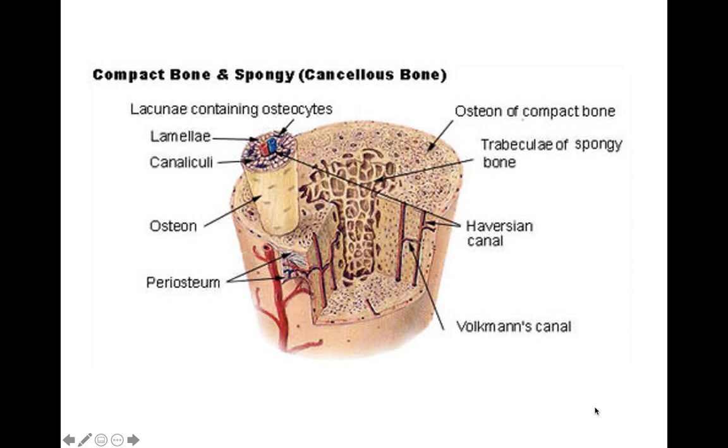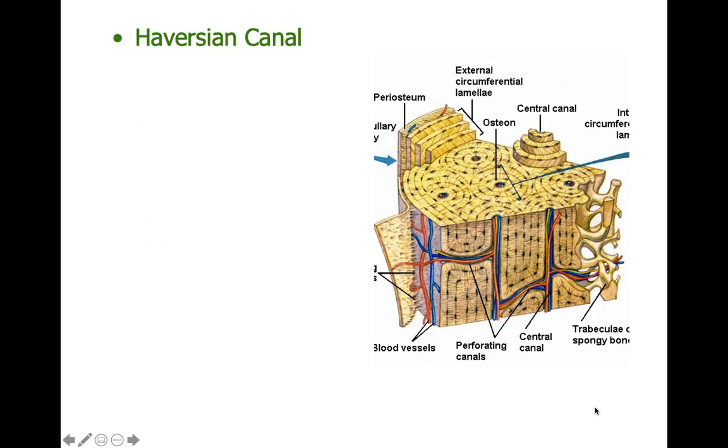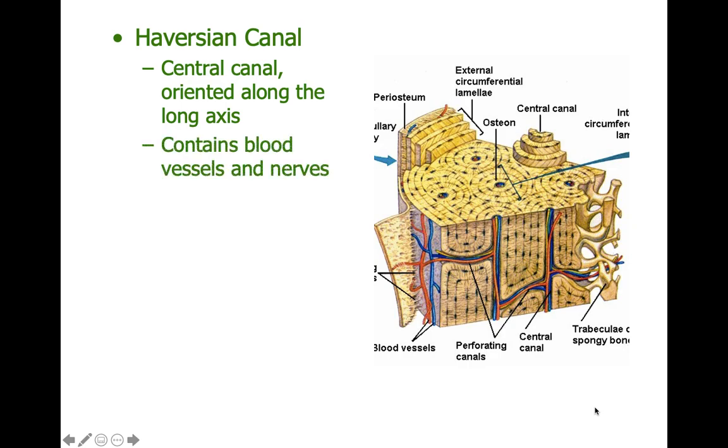You'll notice in the center there's a red and a blue vessel. That's an artery and a vein that's filling the central canal. That central canal is often referred to as the Haversian canal. It is oriented along the long axis, so it's going to go lengthwise along the bone from, say, the proximal to the distal end. Typically, we're going to find blood vessels and nerves contained within them.